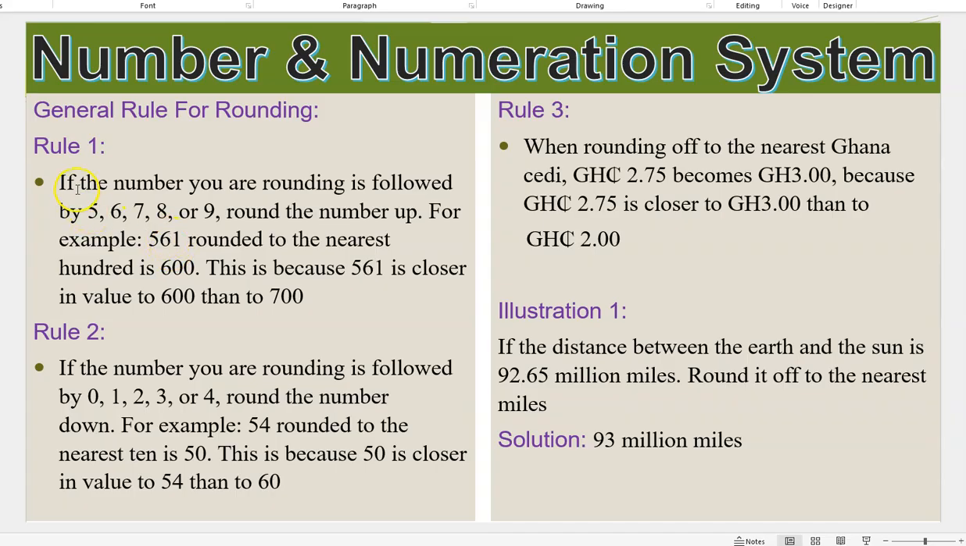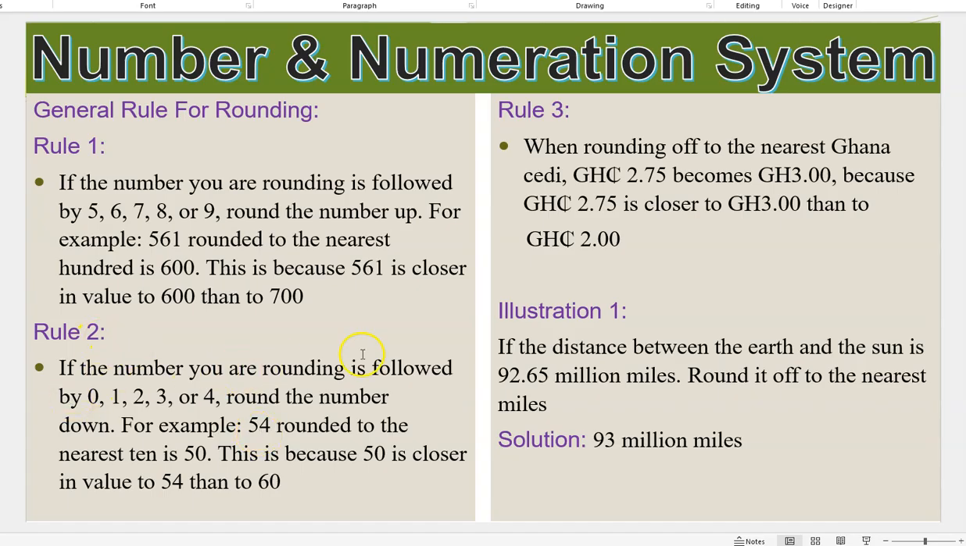If the number you are rounding is followed by 5, 6, 7, 8, or 9, round the number up. Rounding it up means you are going to borrow 1 from either 5, 6, 7, 8, or 9 to the next number on the left. So we borrowed 1 from here and added it to 5. That gave us 600. This is because 561 is closer in value to 600 than to 700.